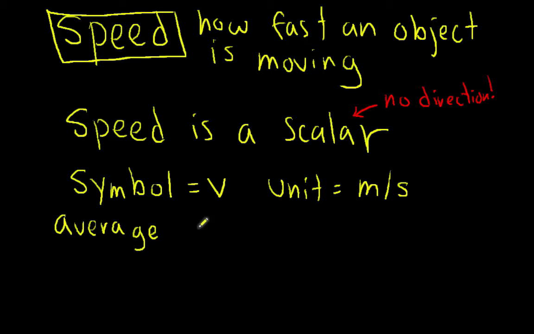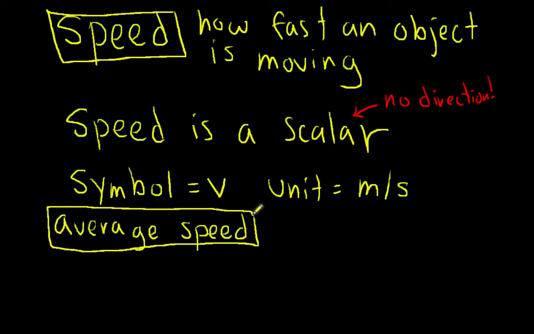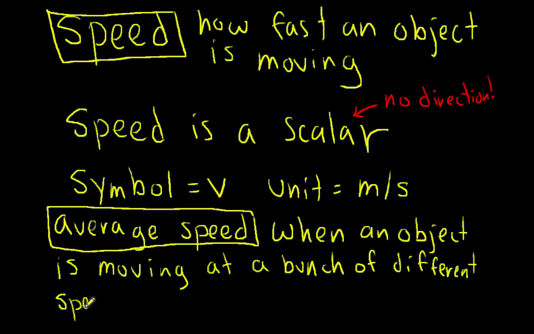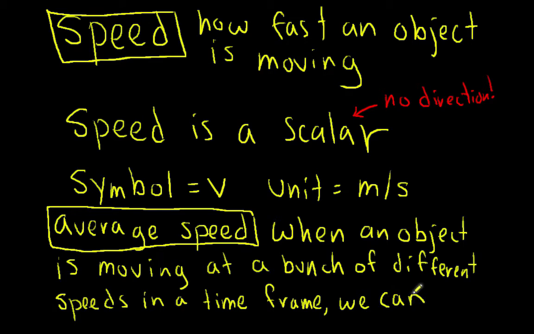Most of the time we're looking at objects that change speed. In the real world, objects don't really travel at constant speed. So we often are calculating for average speed. Average speed is when an object is moving at a series of different speeds, or a bunch of different speeds, in a particular time frame. We can calculate average speed. There's a formula for average speed. It's probably one you've seen before.